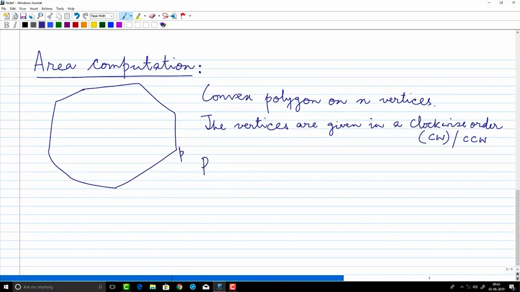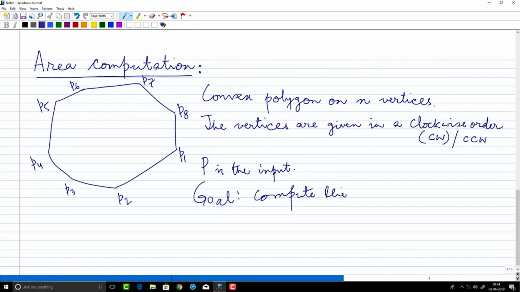So, this is possibly your P 1, clockwise, okay. P 2, P 3, P 4, P 5, P 6, P 7, P 8. So, it is given to you in this order, and your goal is, so this is your input, P is the input, and our goal is to compute the area of P.